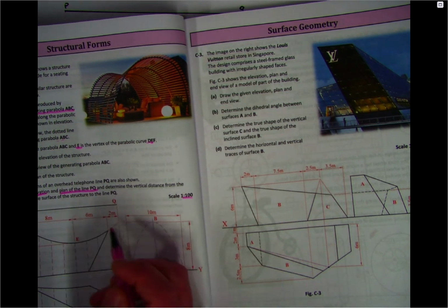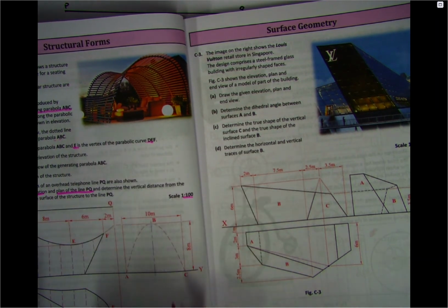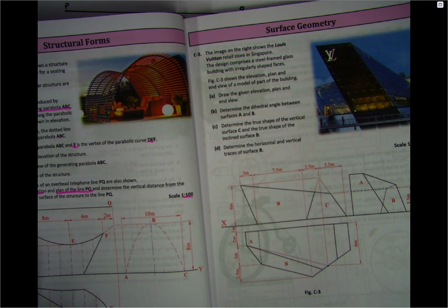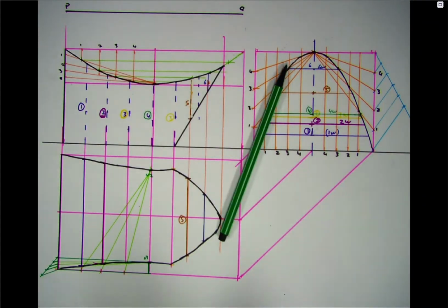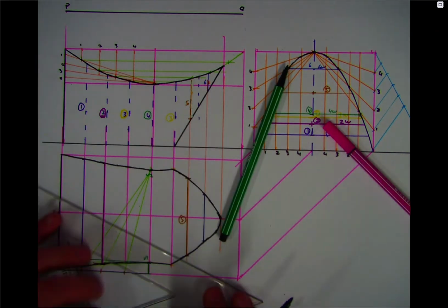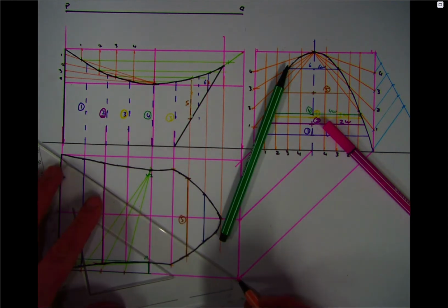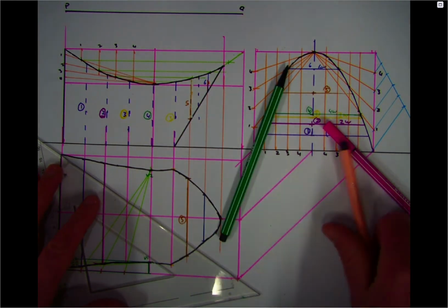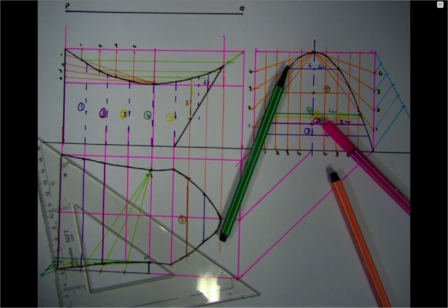PQ. So I don't know, do they want to put in a wire or something, or for some reason they need to know the vertical distance. So basically we're given this and we're given R here. So the elevation is done, the plan is relatively simple. The plan is basically done by joining a line from here to here. Okay, they show it as being solid, so actually I'll take my black marker and join it like so.